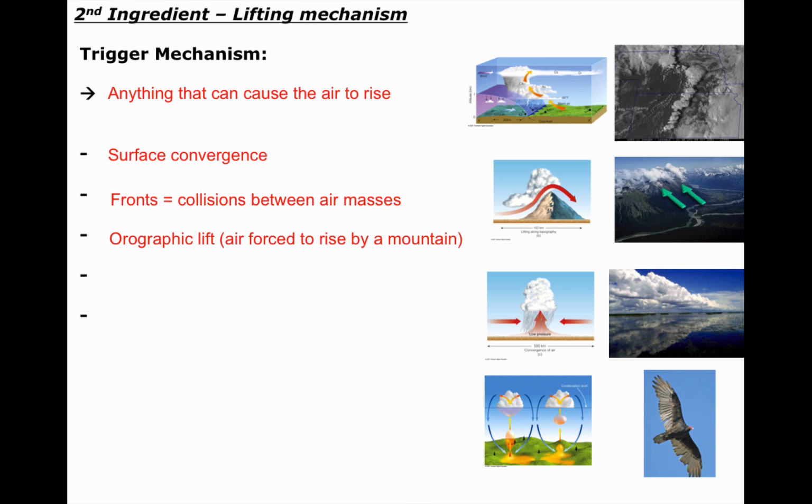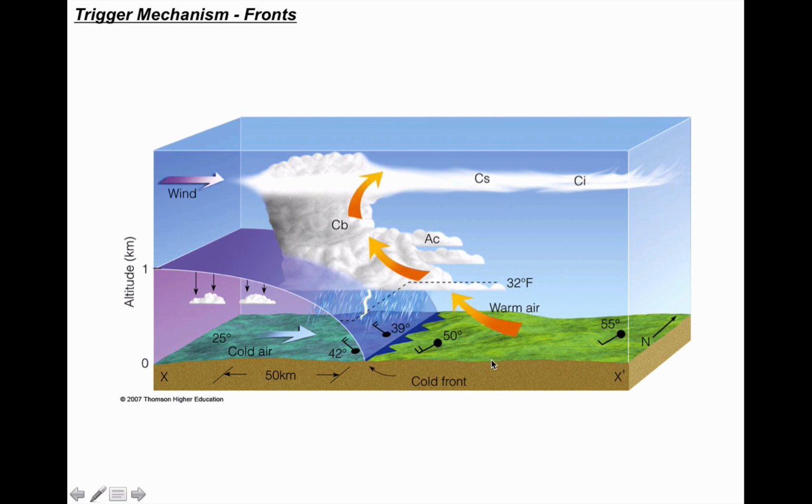You can have what's called orographic lift. That's where we get air to go over mountains. You could also have a sea breeze, which is where we have basically air masses colliding over like the Florida Peninsula. We'll take a look at that in a few seconds. Or you can simply have just rising thermals of air. We're going to look at all of these in sequence here. Let's talk about the front first.